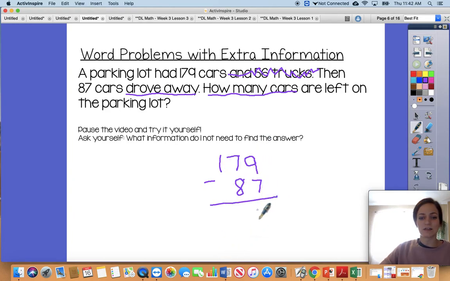9 ones minus 7 ones is 2 ones. 7 tens minus 8 tens, can't do it, so I got to go ungroup one of my hundreds, and I'm going to give myself 10 tens. 17 minus 8 is 9. And 0 hundreds minus 0 hundreds, we don't need to worry about that. So 92 cars are left in the parking lot.